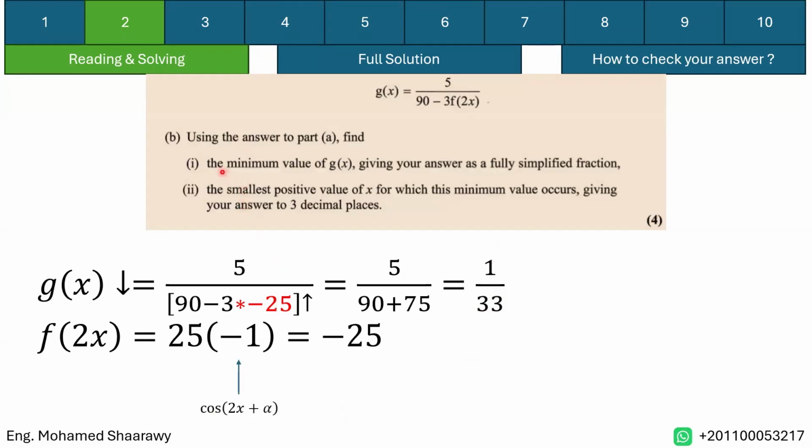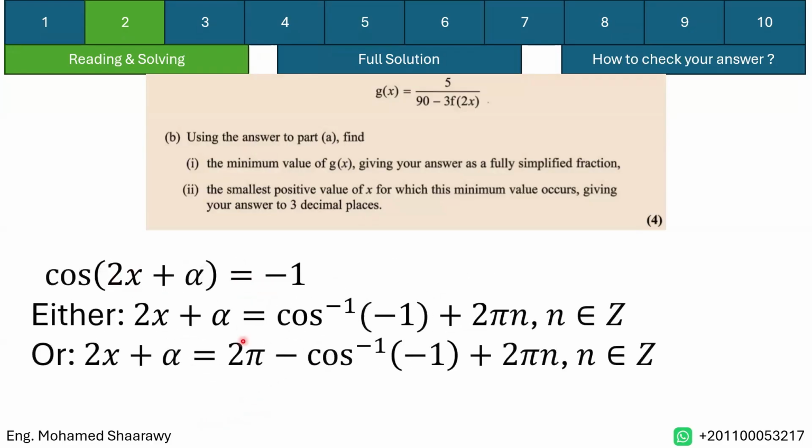Okay, now I answered the first requirement. It wanted the minimum value of g. The minimum value of it is 1/33. The second thing is that it wants at which value of x this occurs. Actually, this occurs when this term is equal to -1. This term was cosine of 2x plus alpha. So my question now is, when does cosine of 2x plus alpha equal -1? Actually, this will occur when 2x plus alpha is equal to either shift cosine -1 or 2 pi minus shift cosine -1, from the ASTC theorem.